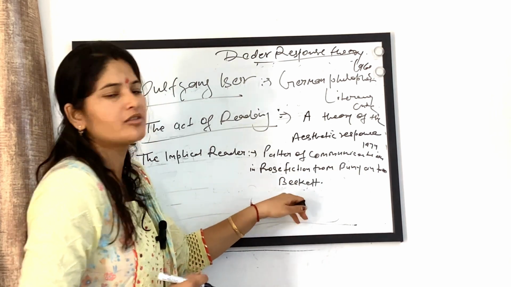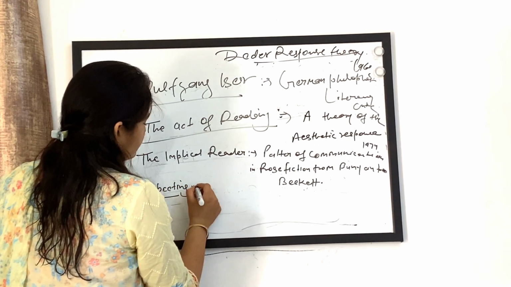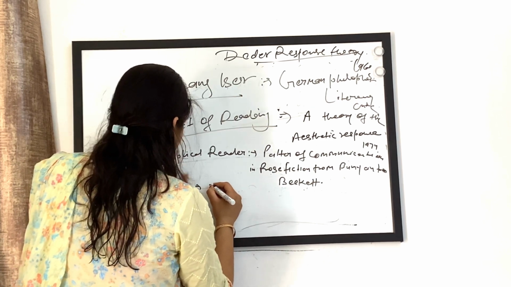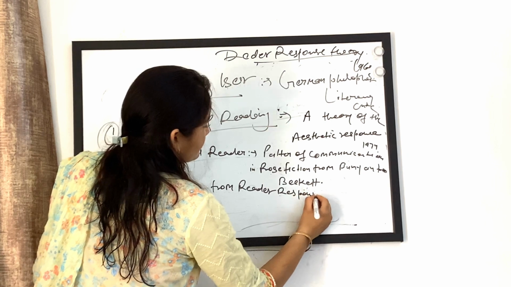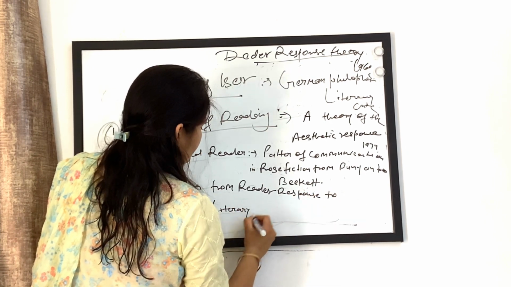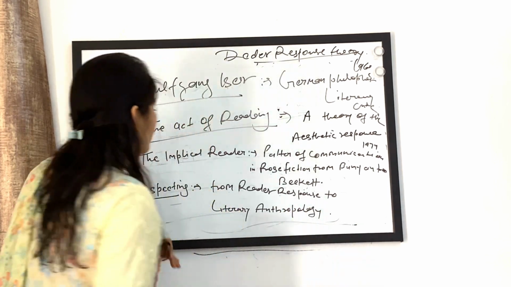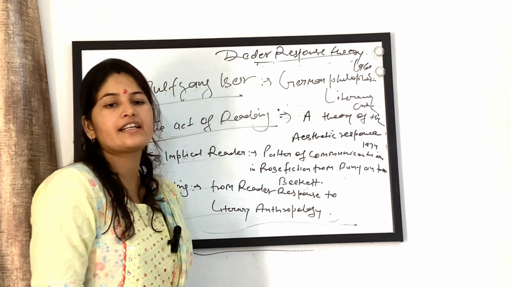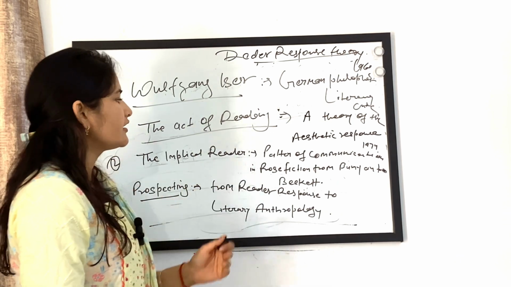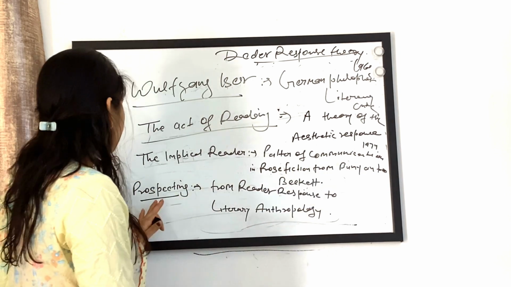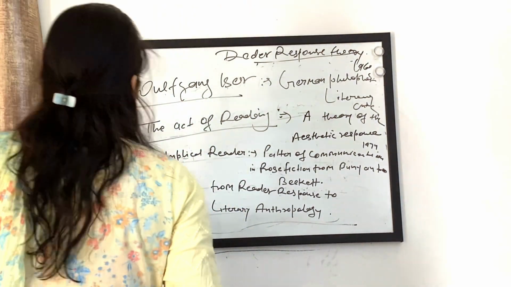That is John Bunyan, and Samuel Beckett is the writer. Third is Prospecting: From Reader Response to Literary Anthropology. So these are three works of Wolfgang Iser. First, The Act of Reading; second, The Implied Reader; and the last one, Prospecting from Reader Response to Literary Anthropology. Okay, now we will discuss the concepts given by Wolfgang Iser.